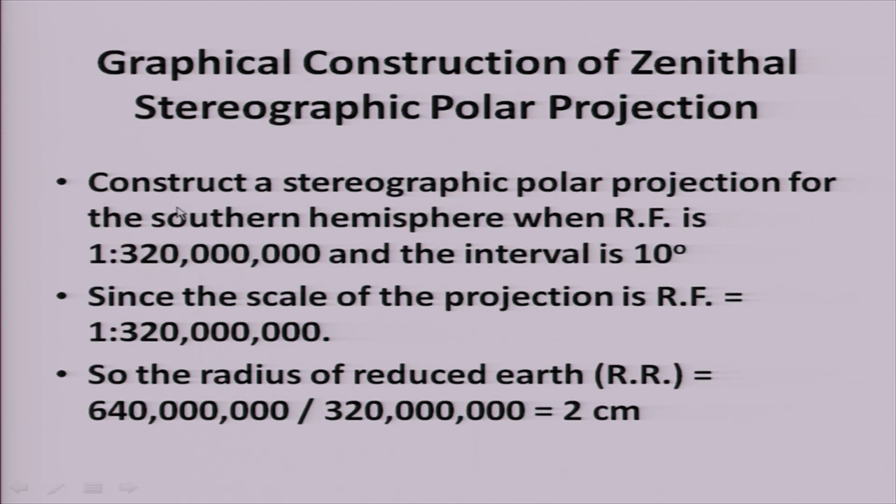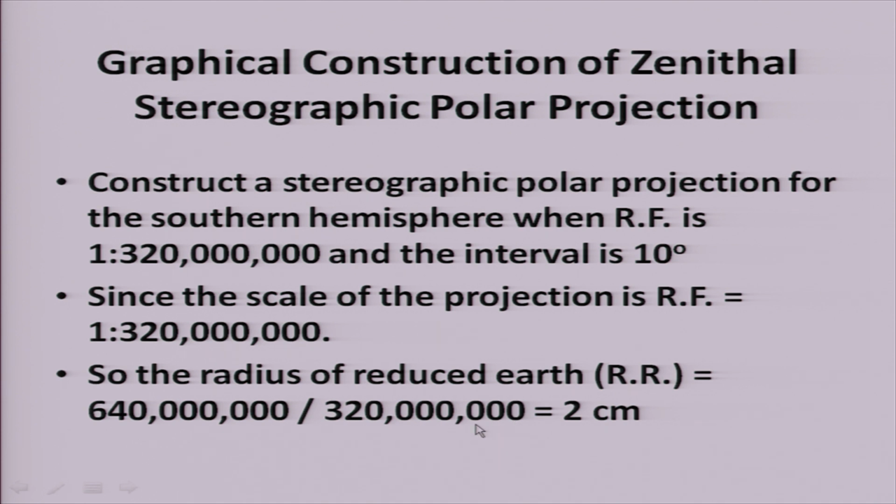If we get a question like construct a stereographic polar projection for southern hemisphere, where RF is again 1 is to 320 million, and the interval is 10 degree in this case. Then as in the previous example also we show that when 320 million units is represented by 1 unit on map, then 640 million units would be represented by 2 centimeters on the map, because 640 million centimeters is the radius of Earth.